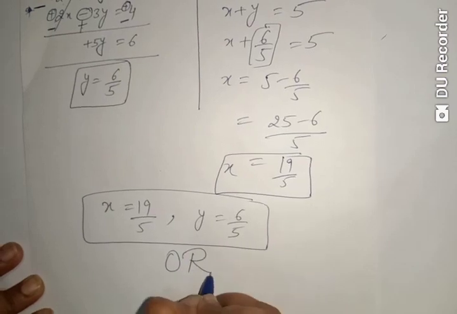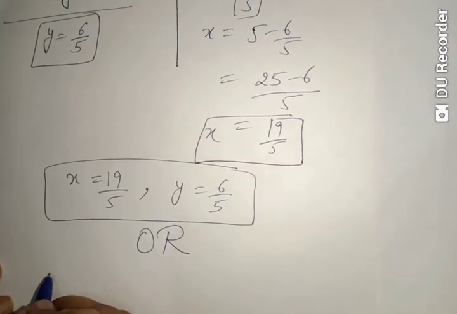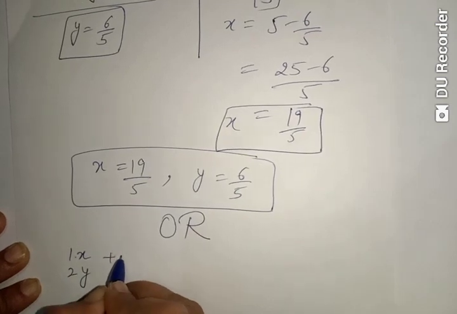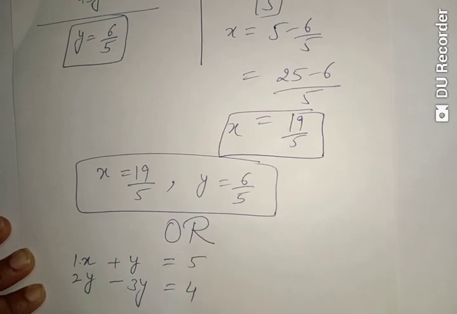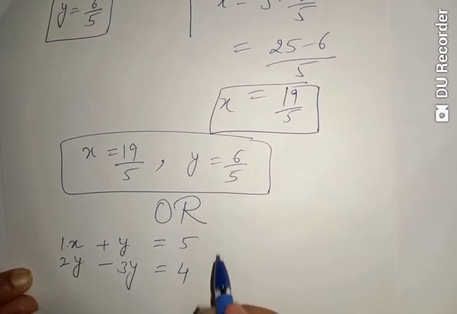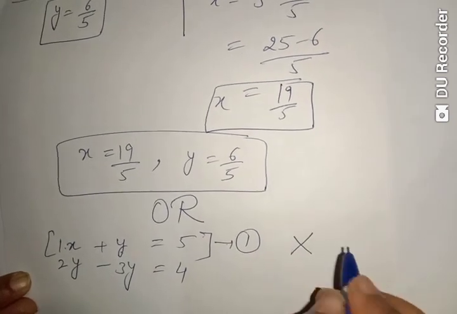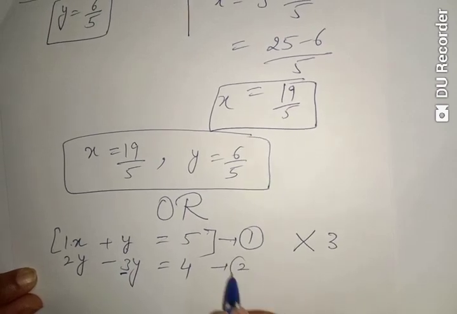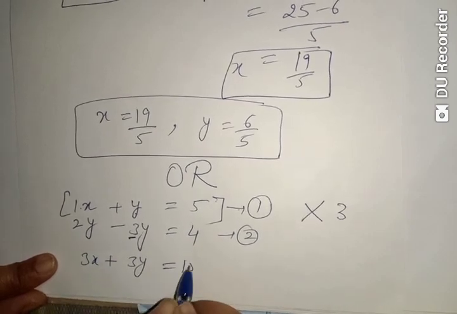Suppose the other student says, okay, ma'am, I want to eliminate y. So how can we do this? If he or she wants to eliminate y, we need to multiply the first equation, this is equation 1, by 3, because the coefficient of y in the second equation is 3. So we will get the equation 3x plus 3y equals 15.